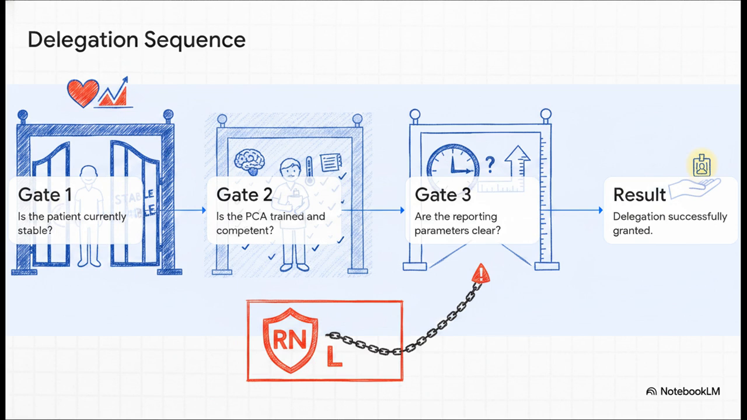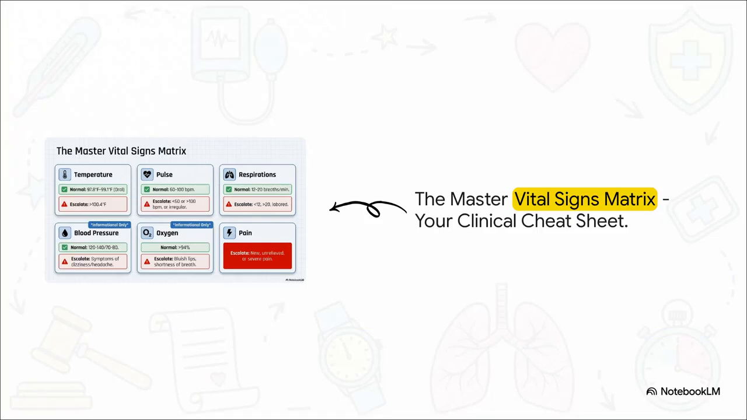But definitely pay attention to that red accountability link. The RN retains ultimate legal responsibility for that patient, so you must follow their exact instructions. Before we open that door, I want you to memorize this Master Vital Signs Matrix. It is essentially your ultimate clinical cheat sheet. We're going to be referencing this a lot. It outlines your normal ranges and, most importantly, your rapid escalation triggers for temperature, pulse, respirations, blood pressure, oxygen, and pain. Lock this into your memory.